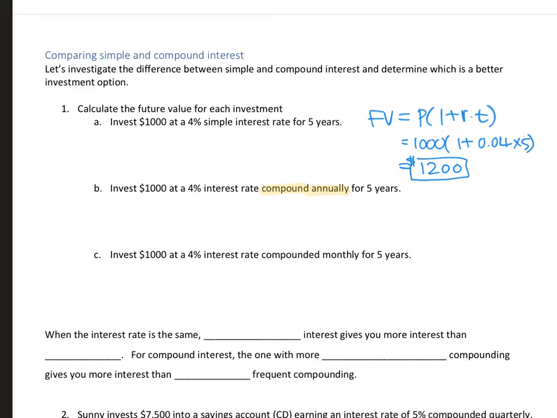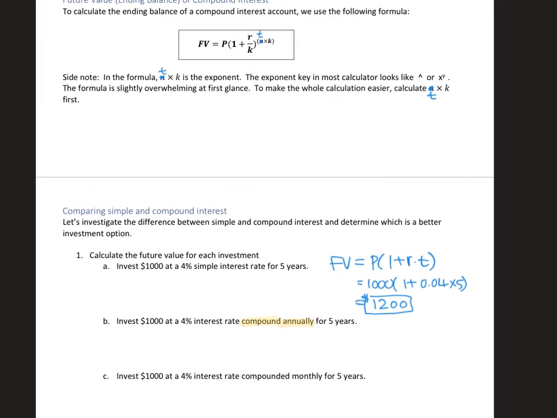So before I get started, let's look at the formula and try to identify which letter is what. First of all, P is the principal, so that's how much I'm investing. So P is 1,000. 4% is the interest rate, so that's R. It says compounded annually, so that means my K is going to be 1, because it means once a year. K is how many times it gets compounded per year, so just one time. And then T is 5 years.